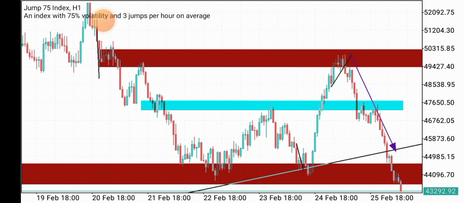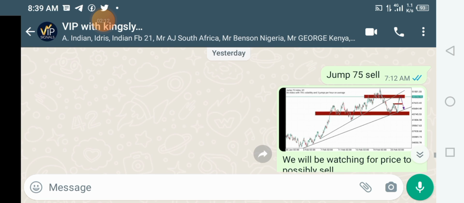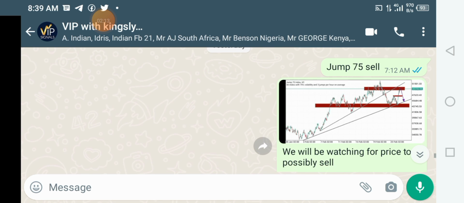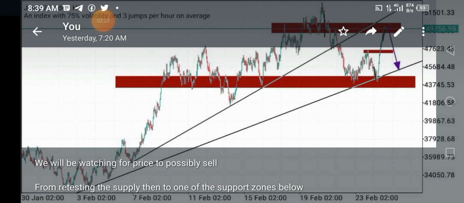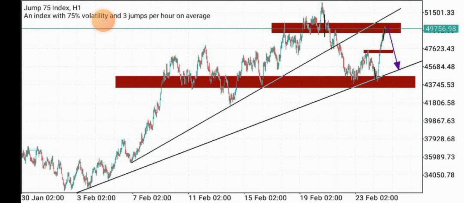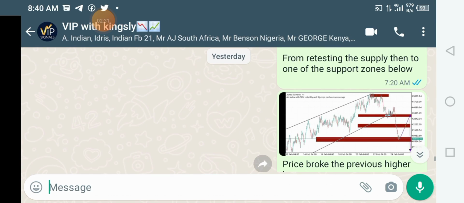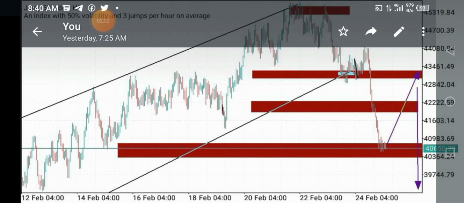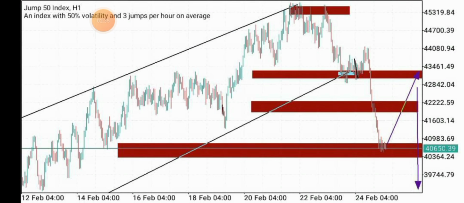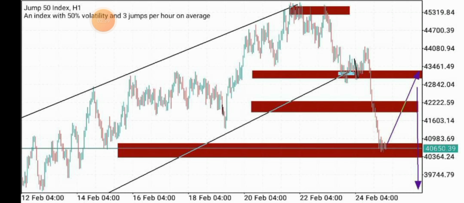A pure price action concept will deal with demand and supply and market structure. From the VIP group, you can see this was yesterday. This was a very big move that we caught. This was for Jump 75, and I predicted that price was going to move this way, and that's exactly what happened this morning. We equally have Jump 50. This was a trade that we predicted, and see, price has moved just exactly as we predicted.